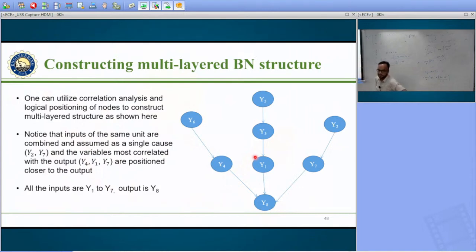So when you know this structure, what advantages do you get? Let's suppose I want to predict y8. y8 is my quality variable which I want to predict, and I have this structure. So can I further simplify it? You have a network structure now. I want to predict yi, and these are all the input variables. So can I further simplify the structure?